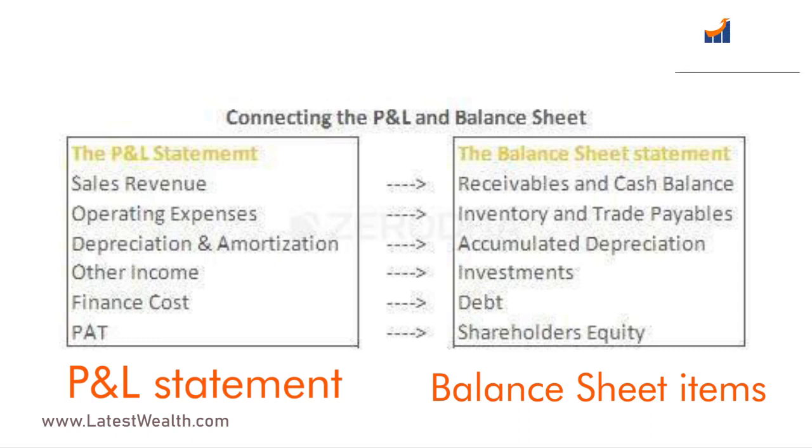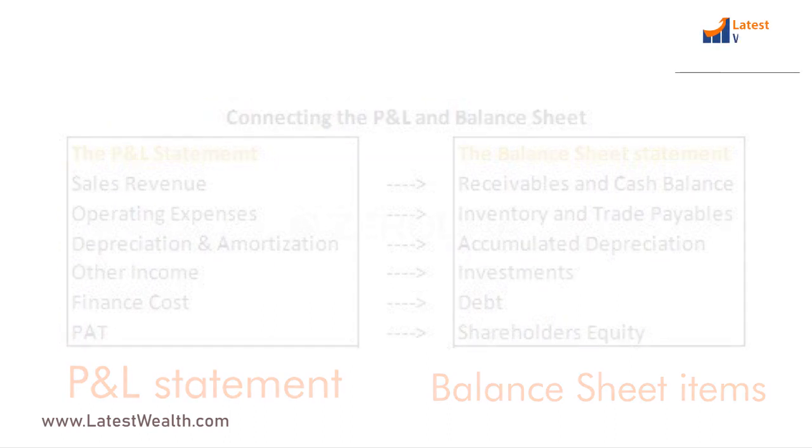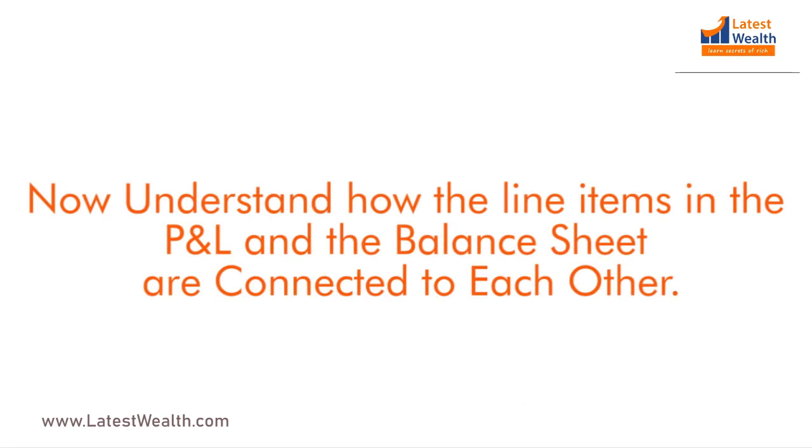In the profit and loss statement, PAT is profit after tax. Next, this will be like shareholders' equity. See, on the left side we have line items of a typical standard financial statement. On the right side we have some of the balance sheet items. Earlier we learned what the line items mean. However, now we'll understand how the line items in profit and loss and balance sheet are connected to each other.